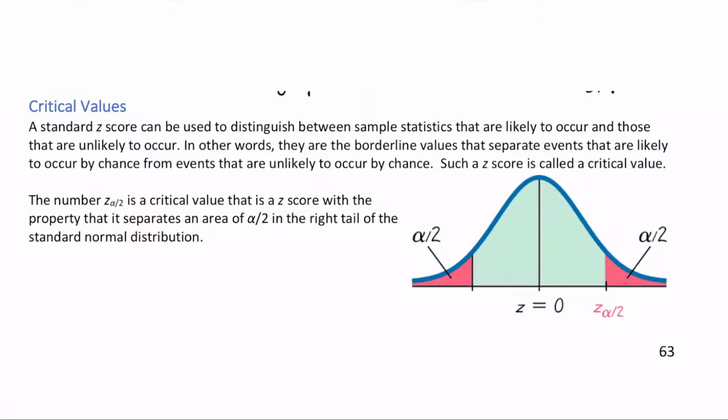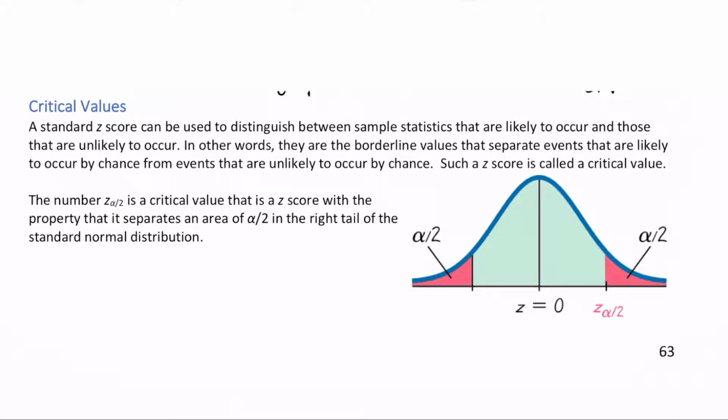A standard Z-score can be used to distinguish between sample statistics that are likely to occur and those that are unlikely to occur. In other words, they are borderline values that separate events that are likely to occur by chance from events that are unlikely to occur by chance. Such a Z-score is called a critical value. This number, a Z with a subscript of alpha over 2, is a critical value.